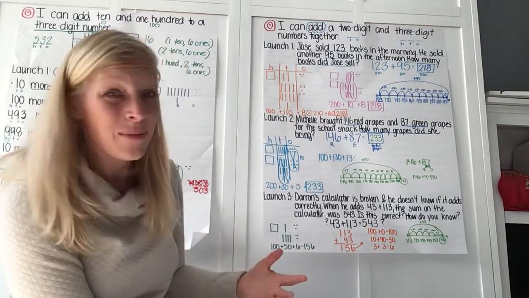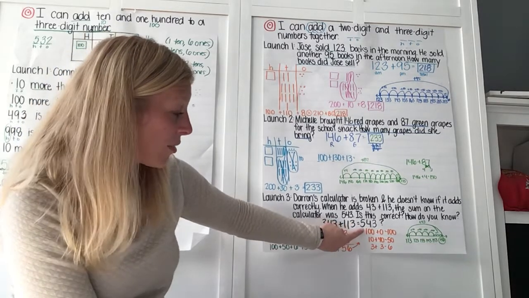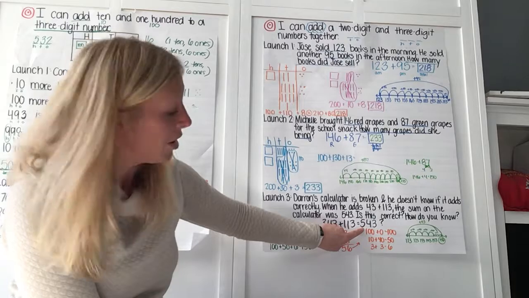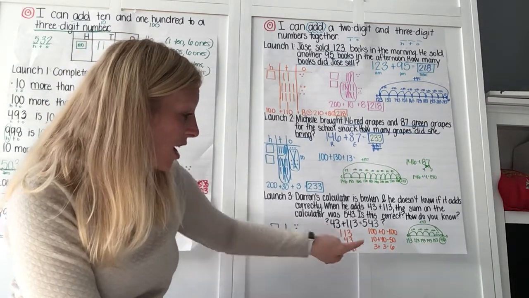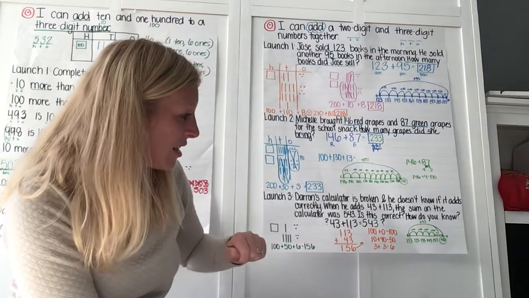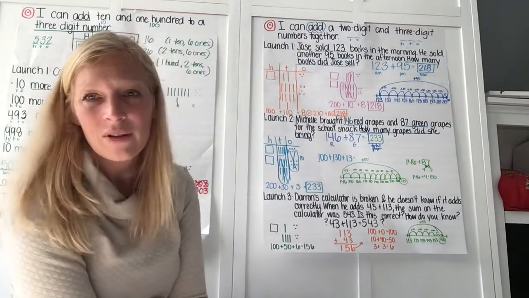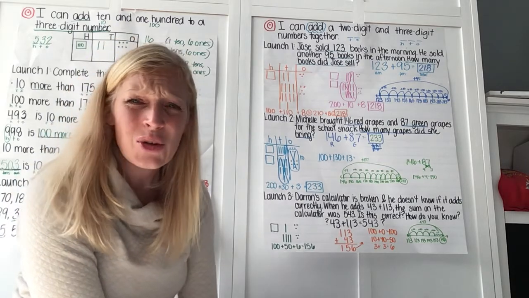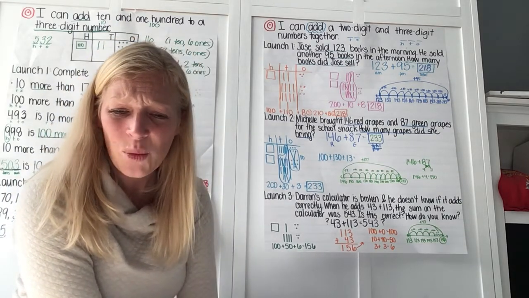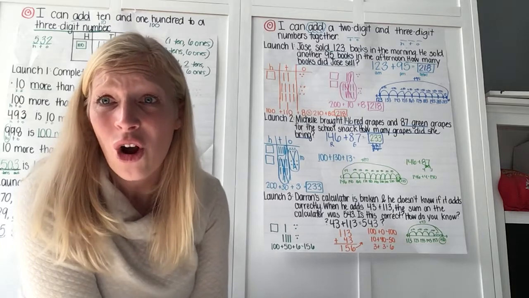This friend did the same thing, but added just the numbers. 100 plus 0 was 100. 10 plus 40 is 50, and 3 plus 3 was 6, so we have 156. And even when we use that number line, all those ways showed this, 156. So what was the problem with the calculator? What do you think the calculator got wrong?